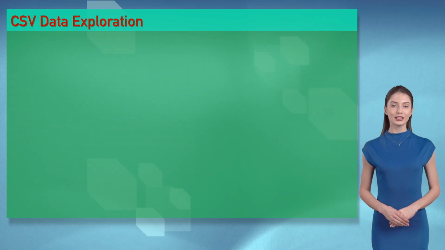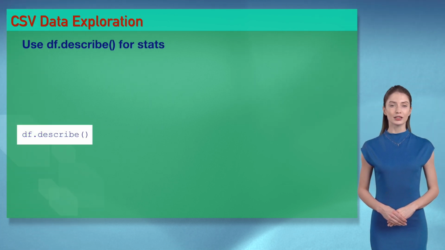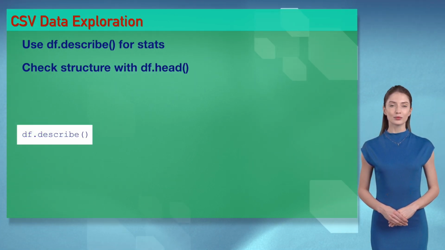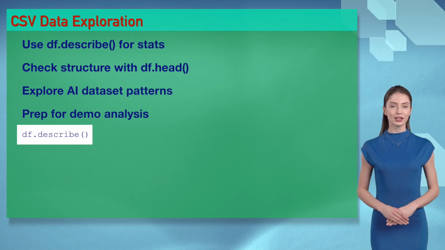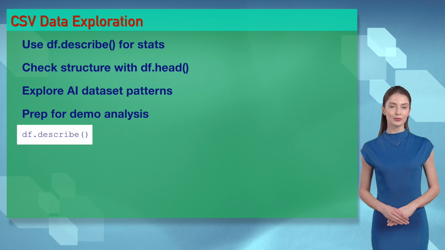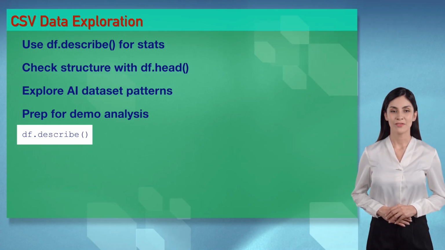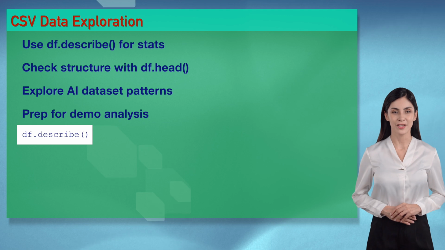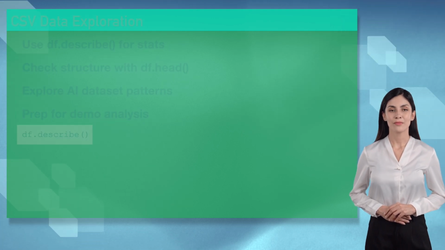Wizards, exploring CSV with df.describe() and df.head() reveals AI data patterns like stats and structure. It's key for understanding datasets before modeling. Try it in our demos to uncover insights. Oh, Isabella, exploring so seductive. df.describe() makes CSV data irresistible for AI. Get ready to dive into your datasets, Wizards.